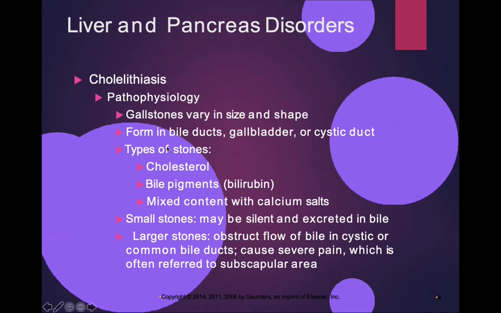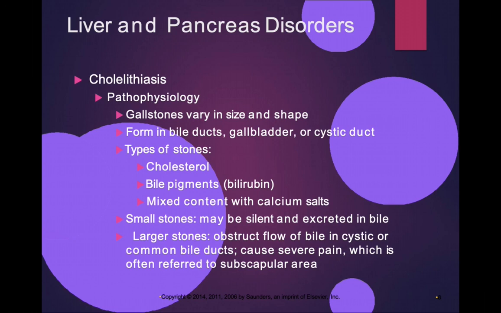Gallstones can vary in size and shape. They form in the bile ducts, the gallbladder, or the cystic duct. They can be made up of cholesterol, bile pigments, or mixed contents with different calcium salts. The small stones may be silent, and they can be excreted in bile, and you don't even know about it.